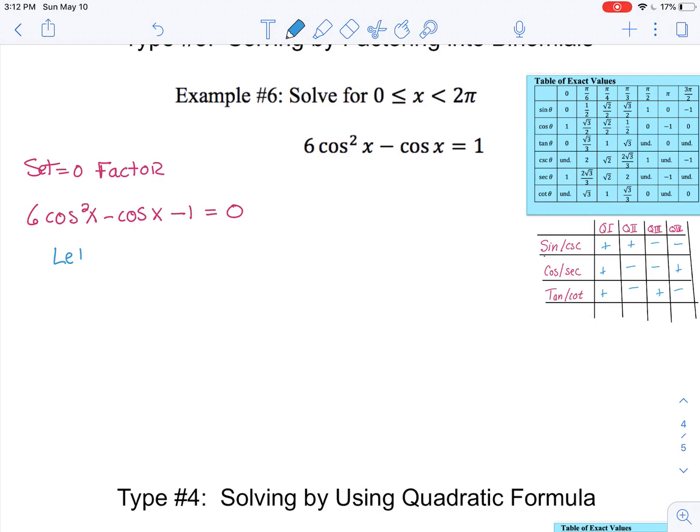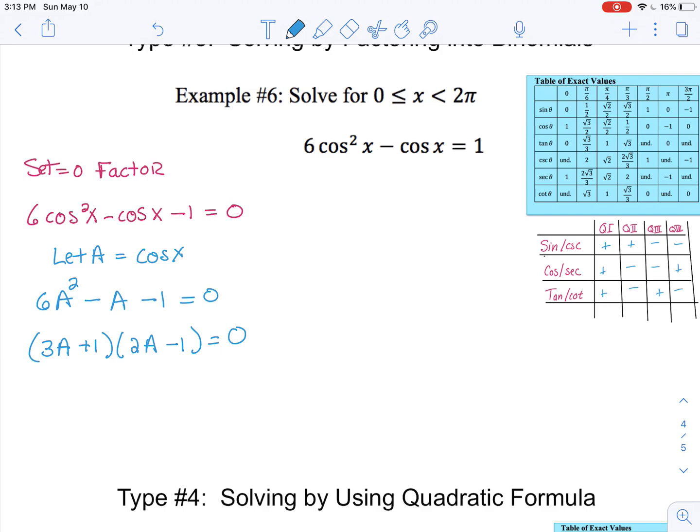So I can say let a equal cosine x. If I do that, I'm going to have 6a squared minus a minus 1 equals 0. I can go ahead and factor this. 6a squared minus a minus 1 will factor to 3a plus 1 times 2a minus 1.